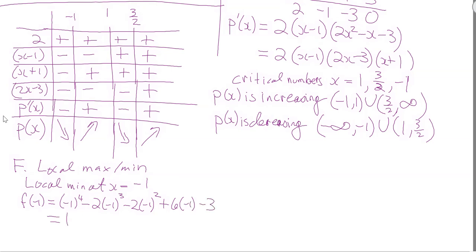We got 1 plus 2 minus 2, minus 6. Minus 3. We got 3 minus 3, that's going to be negative 8.